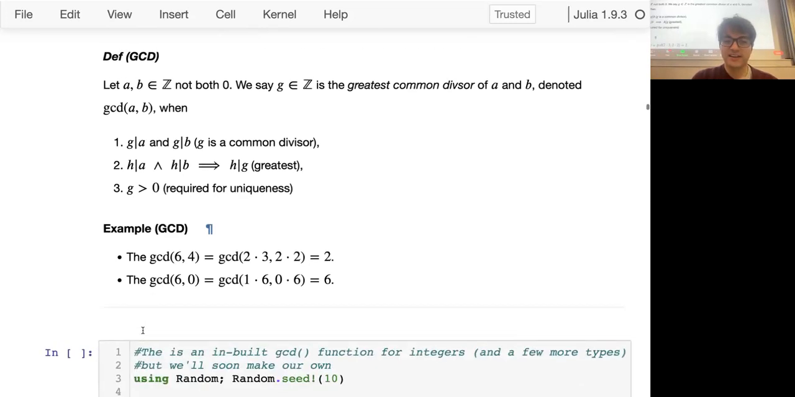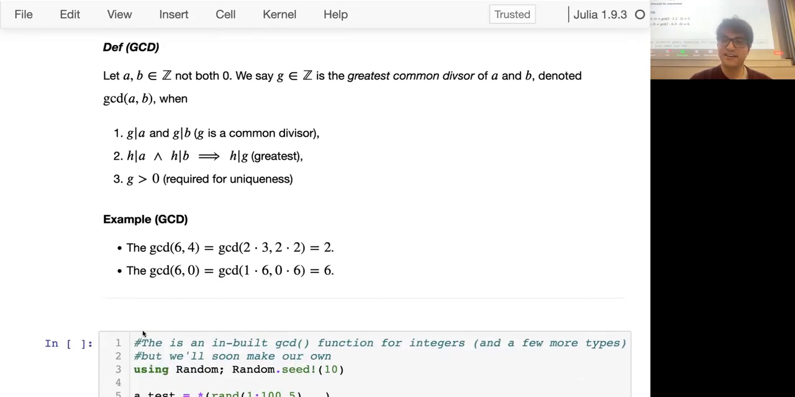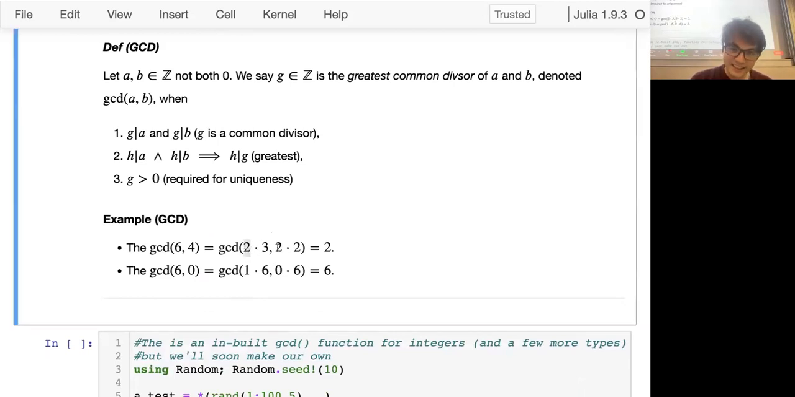Okay, so here's some examples. The GCD of 6 and 4, that's equal to the GCD of 2 times 3 and 2 times 2. And we can see that the GCD of this is going to be 2, because that's the most I can divide both by.